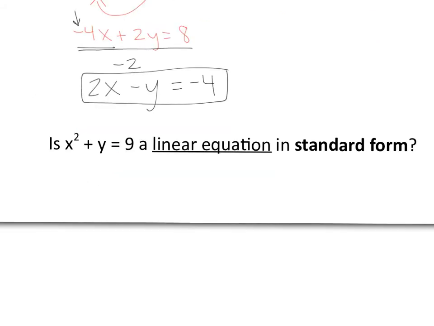Now in these notes, I ask you, is x squared plus y equals 9 a linear equation in standard form? So as we look at that equation, a couple things should stick out. First off, I have x squared, x to the power of 2. Is that linear? No, it is not. If I had x plus y equals 9, that would be linear, but since I have this x squared, that is not linear, and that's what we're going to be looking at tomorrow and all throughout Chapter 9. That actually, with a degree of 2, you can recall, is called quadratic.